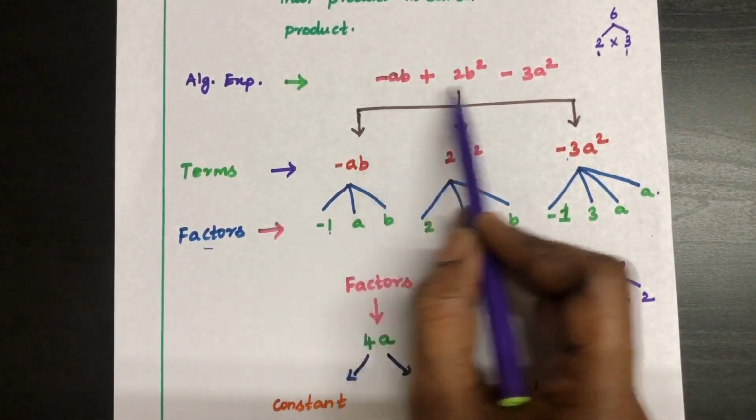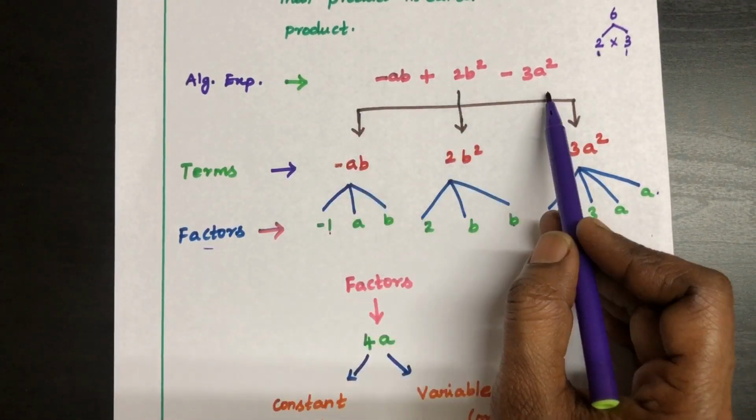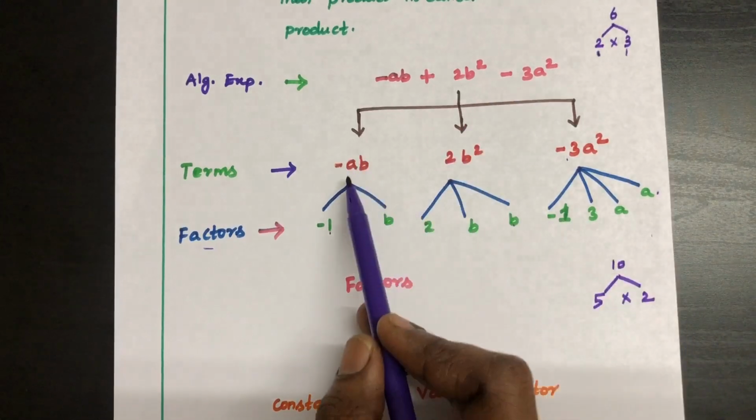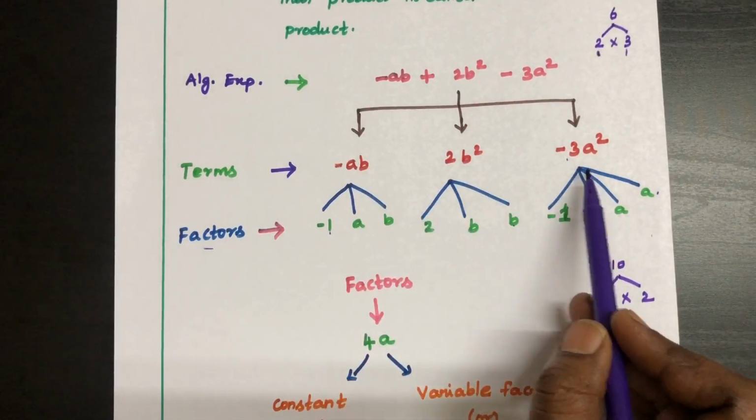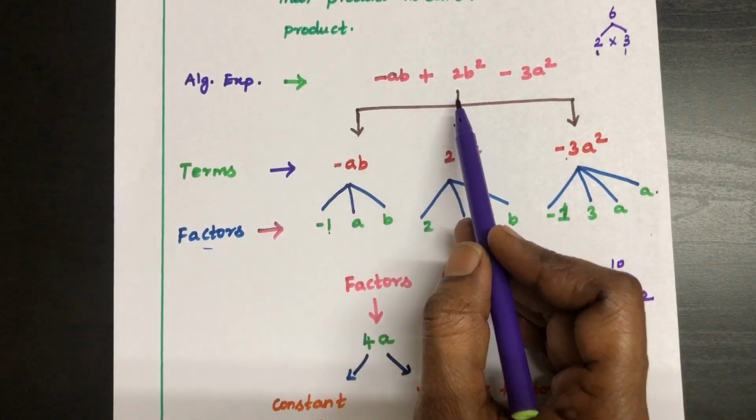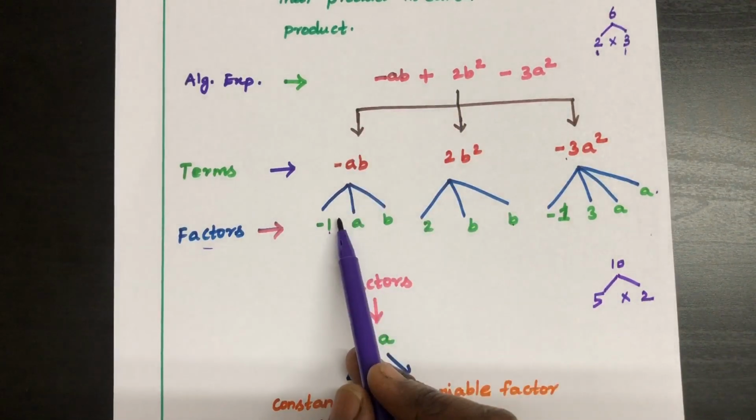So this is an algebraic expression. From this expression, you can make terms by splitting it at the operators plus or minus.